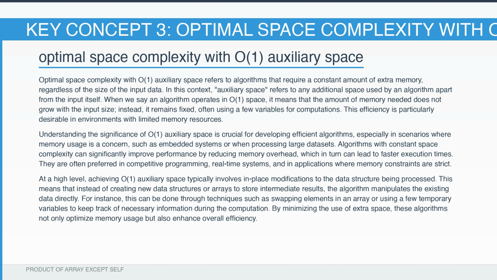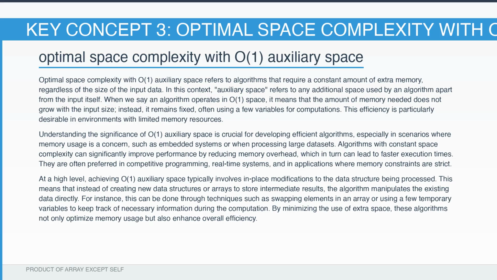In this case, auxiliary space is any extra memory we use besides the input data itself. When an algorithm operates in O(1) space, it doesn't need additional arrays or structures that grow with the input. Instead, it relies on just a few variables for calculations. This approach is vital in situations with limited memory, like in embedded systems or when handling large datasets.